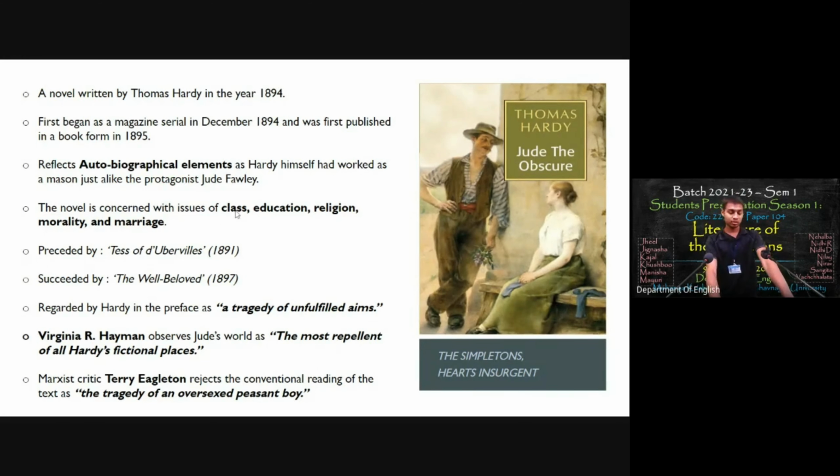So there are several issues discussed here. The first issue is class. How does class matter in marriage, and what is the role of class in one's worth, when you decide that this person is coming from there, so he or she should be like this? This is called class, here the rich and poor class. In India, as sir said, it would have been caste instead of class.